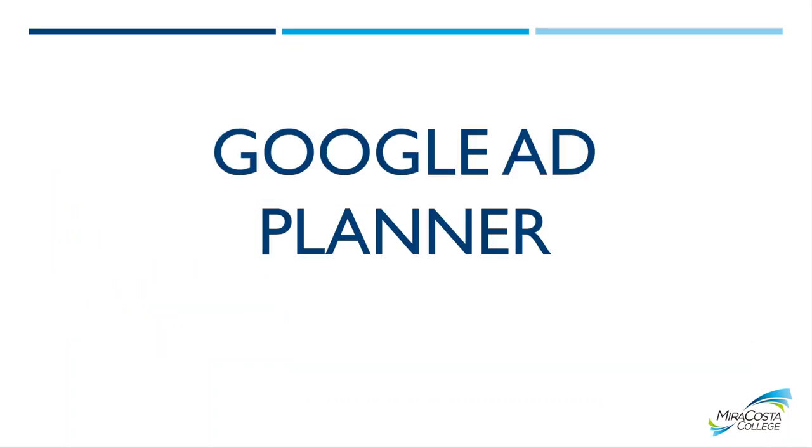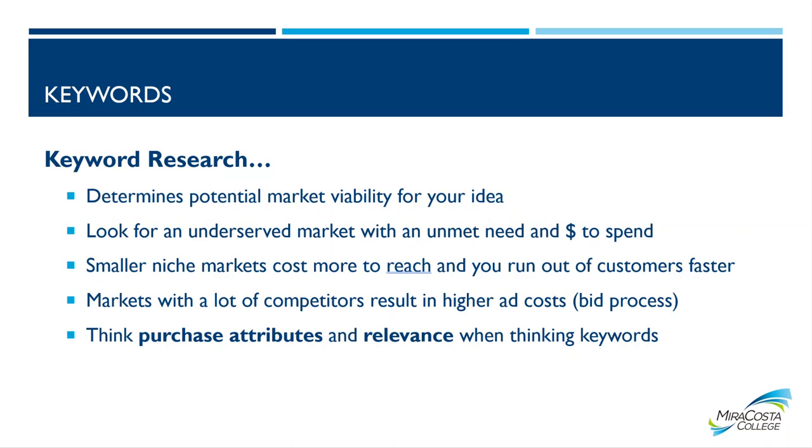Now we're going to go into Google Ad Planner. This can get a little bit confusing. Don't spend too much time on this. If you have issues understanding this, feel free to email me or come to my office hours. Really, the Google Ad Planner is to know your keywords. This is just a basic overview. There's a lot to know about it. I do have some videos that you can watch if you want to learn more.